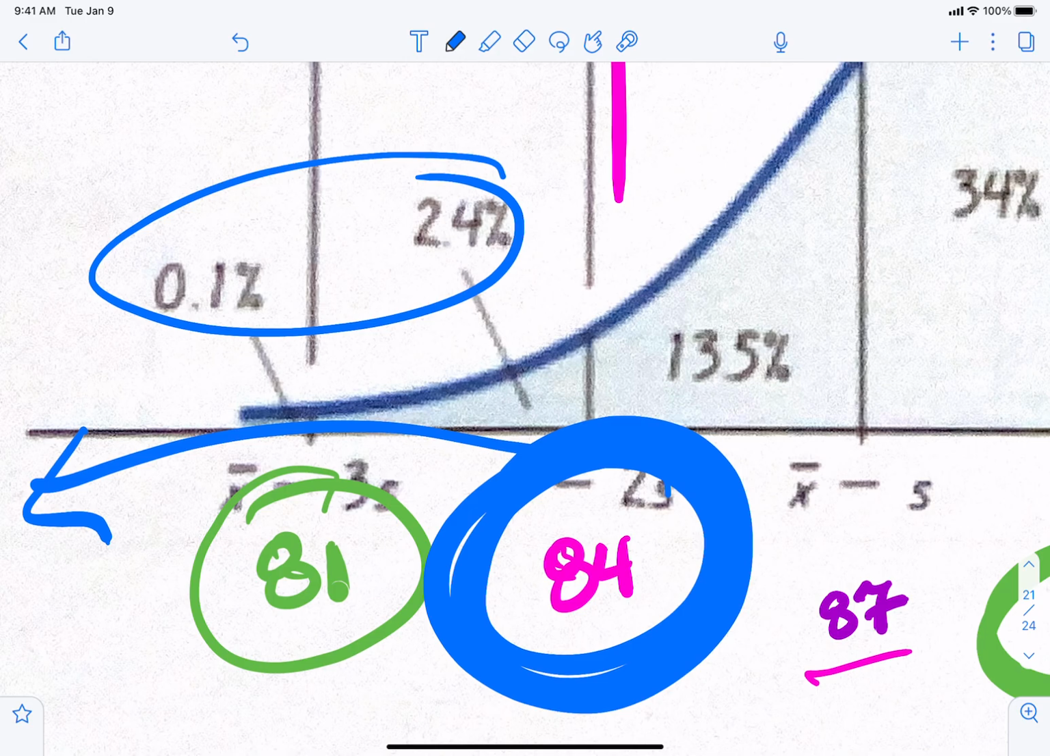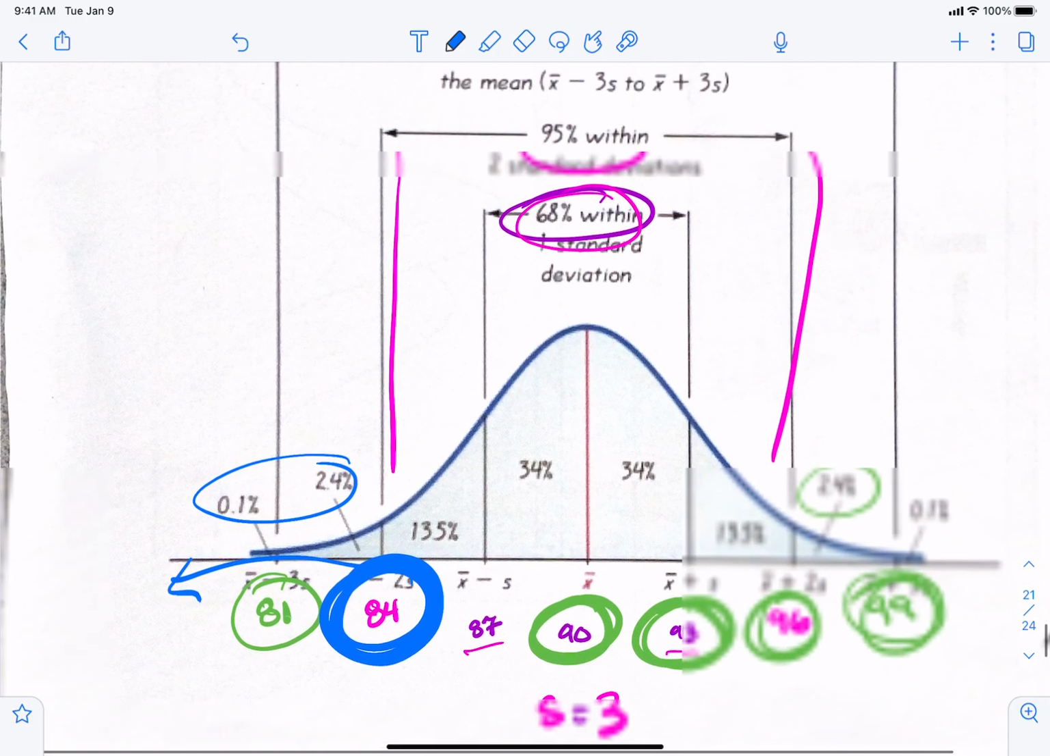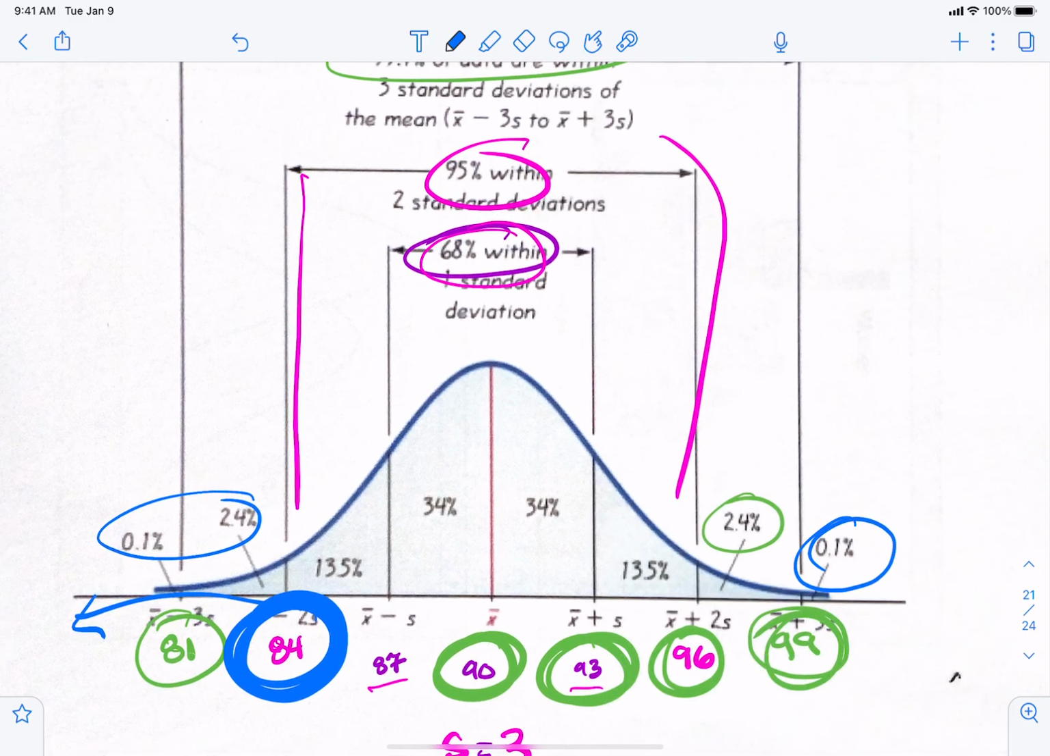Does 99.7 plus 0.2 equal 100%? No. You're missing a 0.1. Oh, you're missing another 0.1 over here.